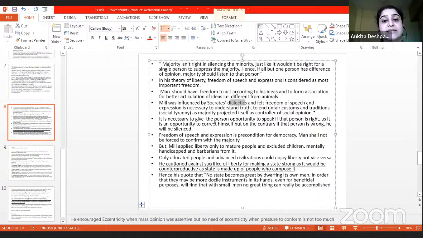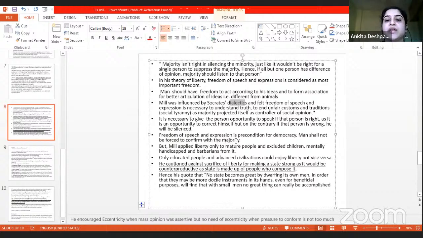That's why he says it is necessary to give a person an opportunity to speak. If that person is right, then it is an opportunity to correct himself. But on the contrary, if that person is wrong, he will be silenced. All right. So freedom of speech and expression is very important. That is one of the most important liberties that J.S. Mill speaks about. Okay. He says freedom of speech and expression is a precondition for democracy.